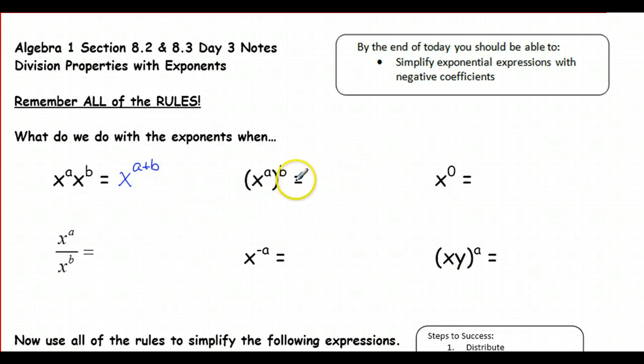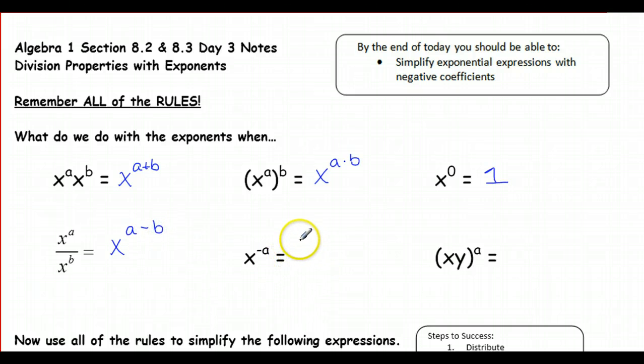And over here, if we're raising a power to another power, we multiply the exponents. So this x to the a raised to the power of b would be x raised to whatever a times b is. Remember that anything raised to the power of 0 is 1. Remember that when we divide powers with the same base, we are subtracting. So in this case, this would be x raised to the a minus b.